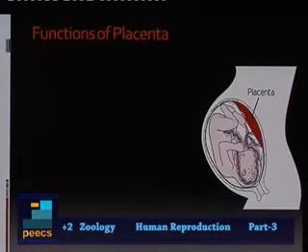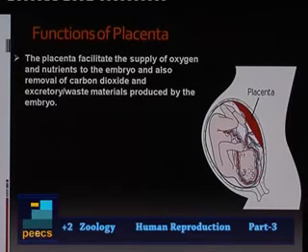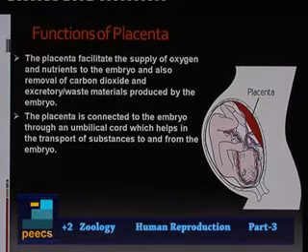Now, what are the functions of placenta? Placenta performs different functions in the case of human beings. The first function is facilitating the supply of oxygen and also the nutrients, because the placenta acts as a mediator. It also helps with the removal of carbon dioxide as well as waste materials. All the waste materials produced within the embryo or the developing fetus will be removed with the help of placenta. You know how it happens? It happens because there is an umbilical cord connecting the embryo with placenta.